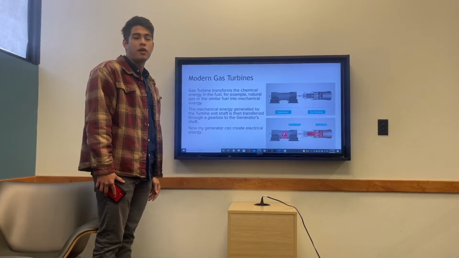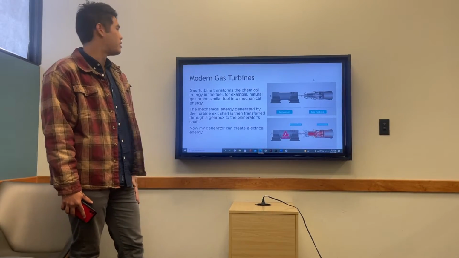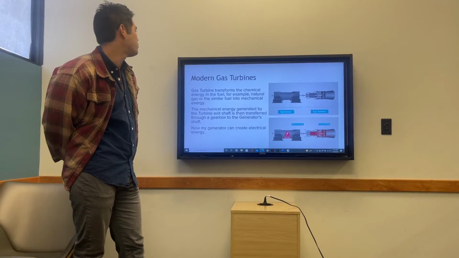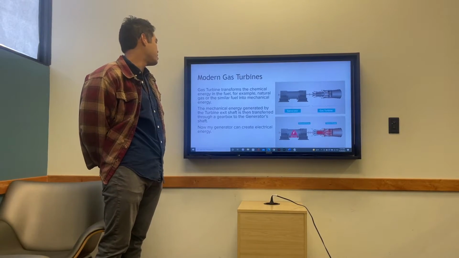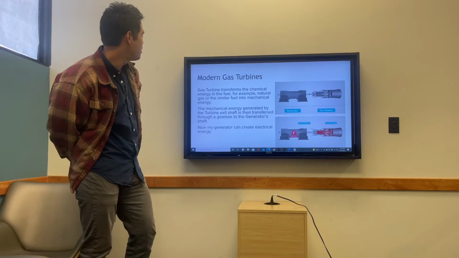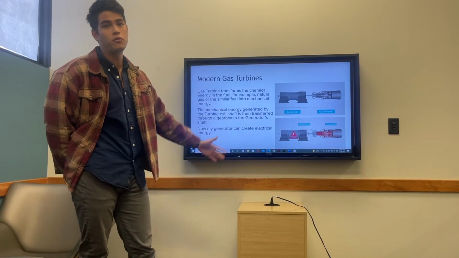How's it going? Here to talk a little bit about modern gas turbines. So, gas turbines transform the chemical energy in fuel, for example, into mechanical energy. So the mechanical energy is generated by the turbine exit shaft and then transferred through a gearbox to the generator shaft, and now electrical energy can be formed.